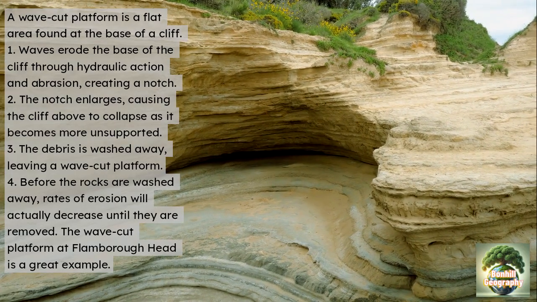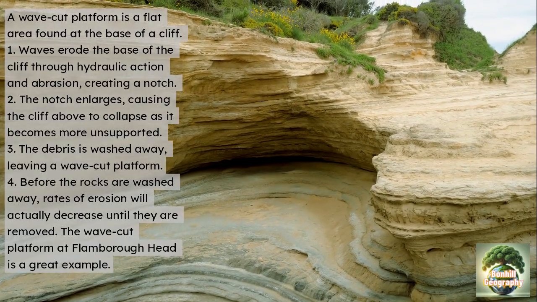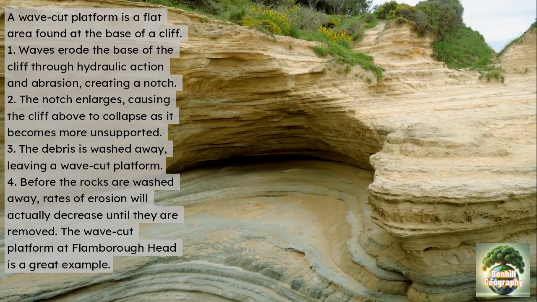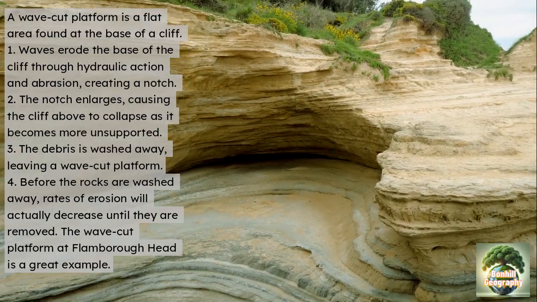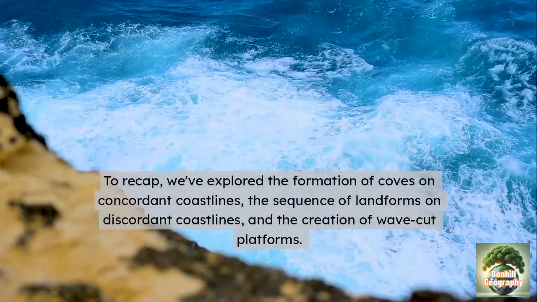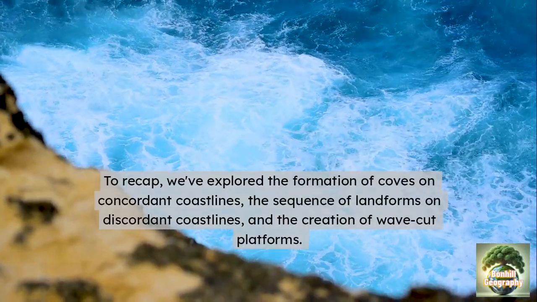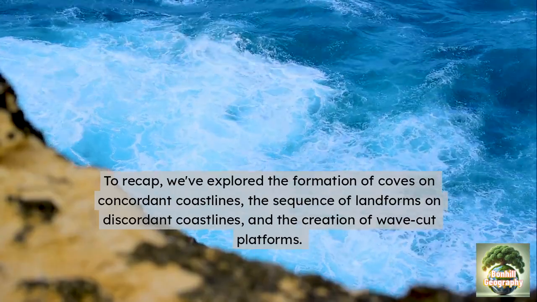But before the rocks are washed away, the rates of erosion actually decrease until they are removed. The wave-cut platform at Flamborough Head is a great example of this. Now to recap, in this video we've explored the formation of coves on concordant coastlines, the sequence of landforms on discordant coastlines, and the creation of a wave-cut platform.